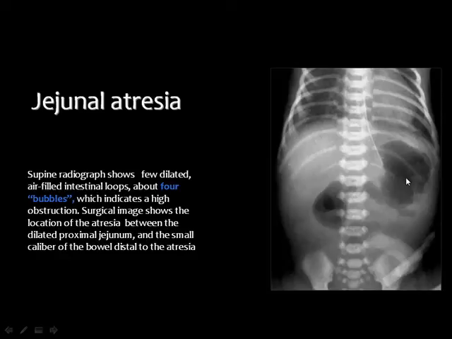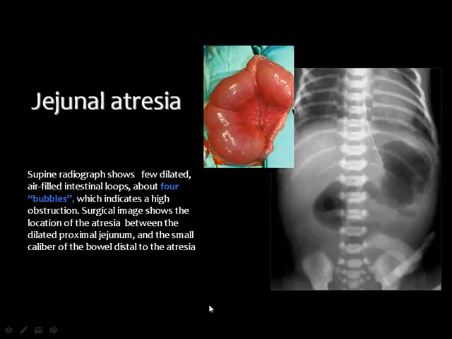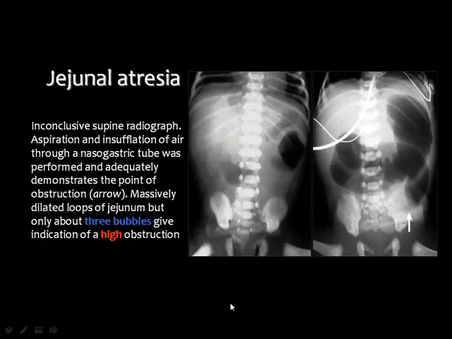You can get an air bubble in the stomach, air bubble in the duodenum, and air bubble in the proximal jejunal loop. Then this is a surgical specimen showing the part of the jejunal atresia here, and this is the collapsed loop distal to the atretic segment.